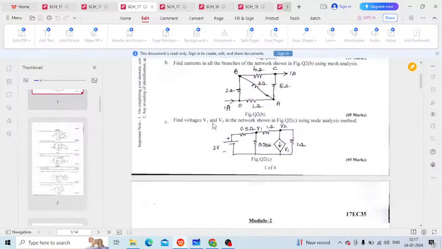Find the voltages V1 and V2 on the network, shown in the figure using nodal analysis. So here there is a voltage V1, and here there is a voltage V1 and V2. So this voltage V1 is nothing but node voltage. This question is very simple and easy, wherein what they have done is that they have marked the node voltages directly, right?